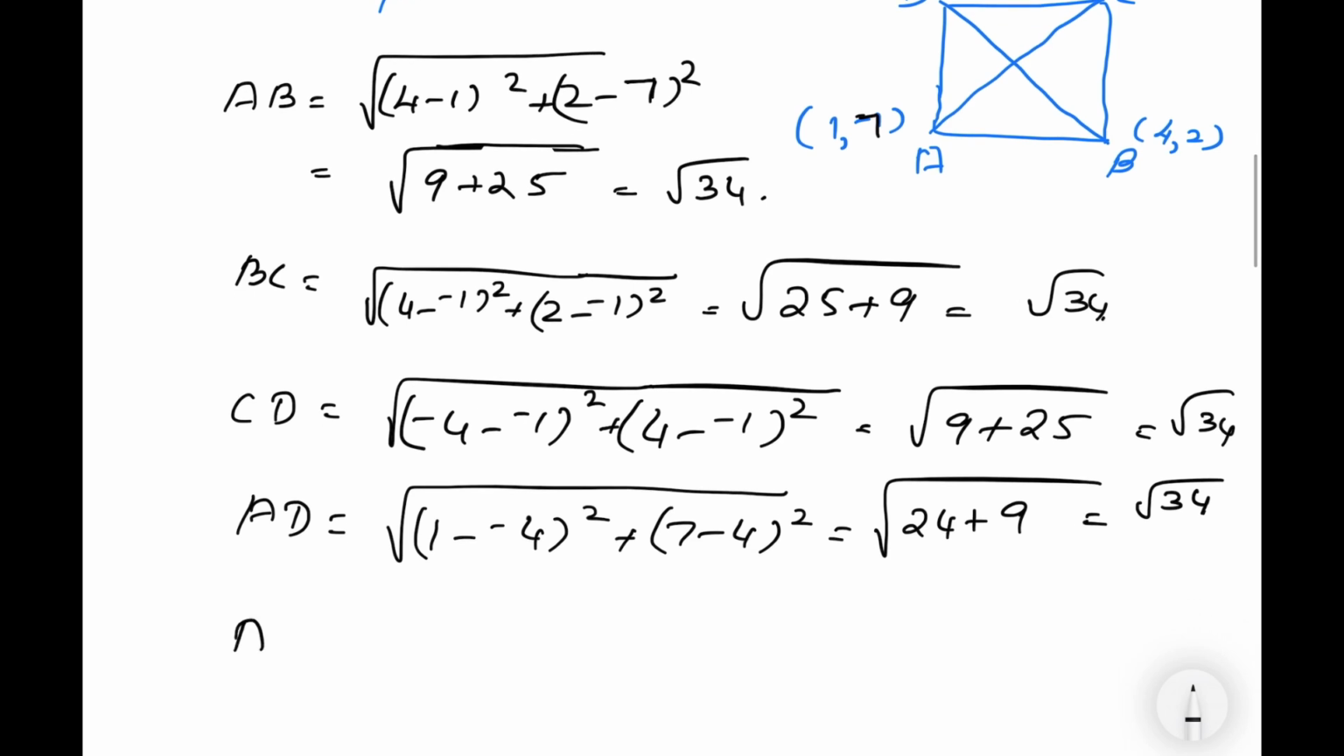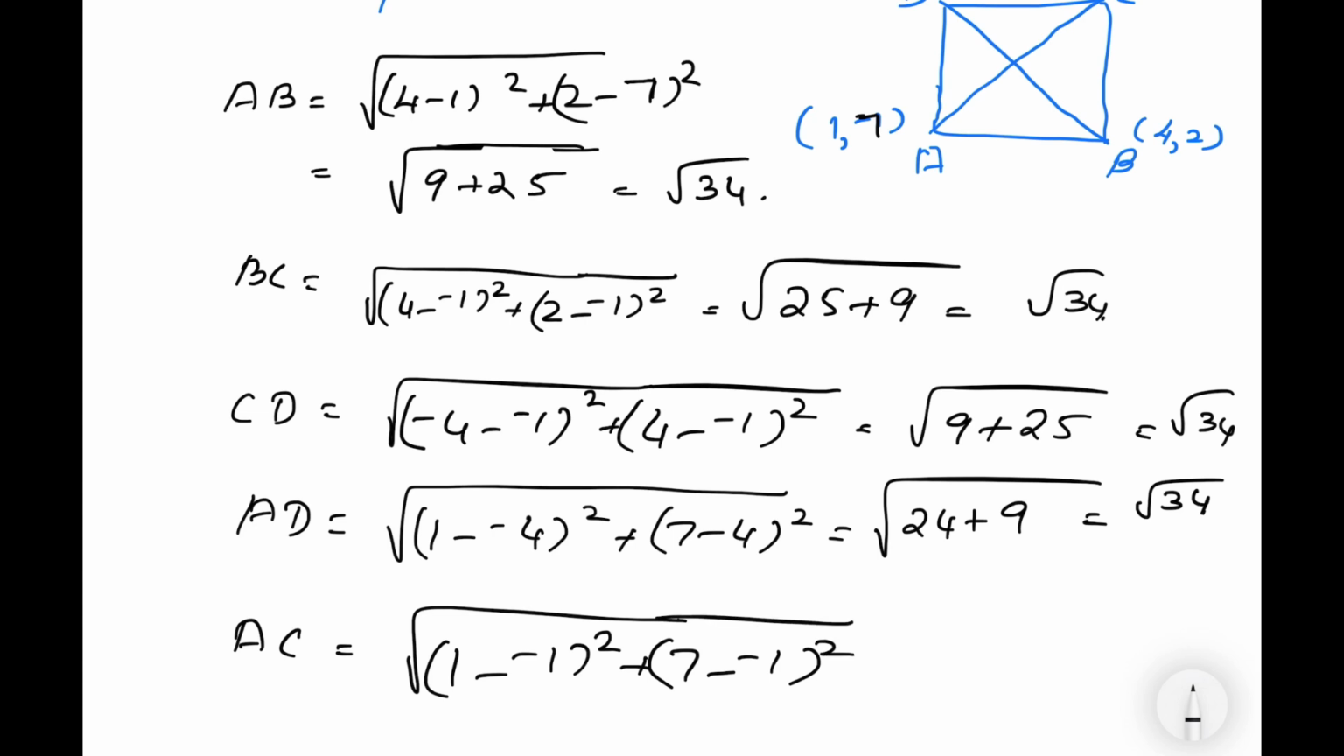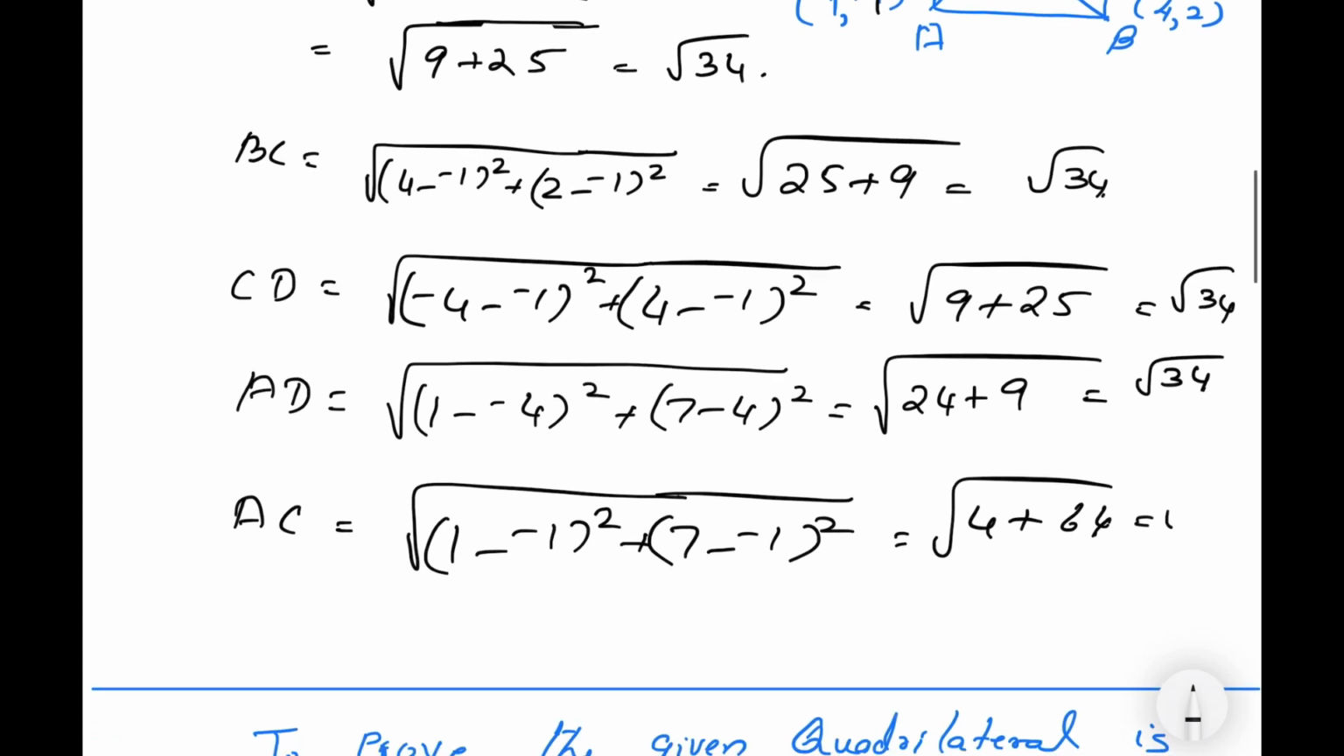So AC is equal to root of (1 minus minus 1) the whole squared plus (7 minus minus 1) the whole squared. So 1 minus minus 1 will become 2, 4, plus this will become 8, 64, equal to 68.